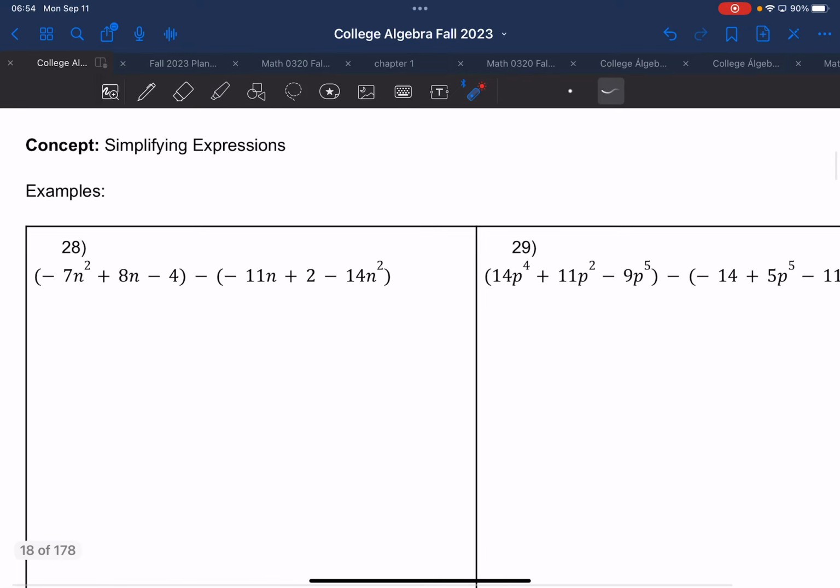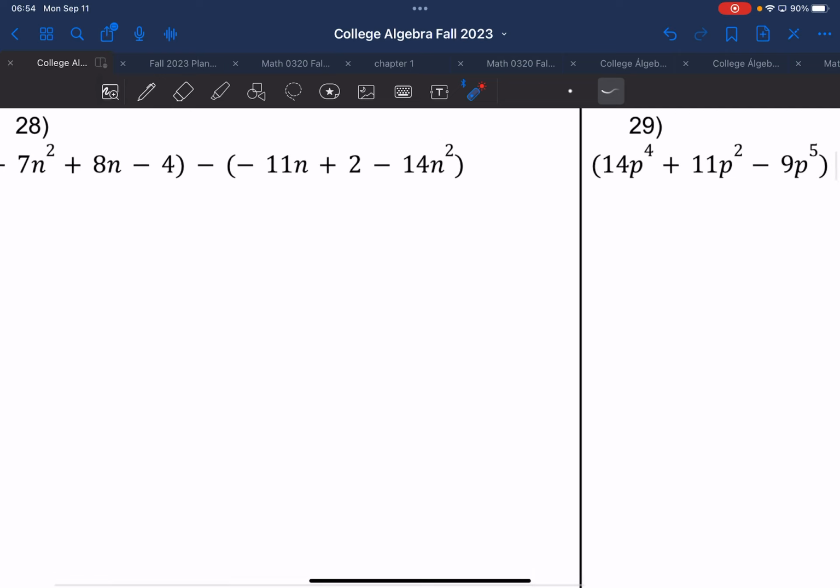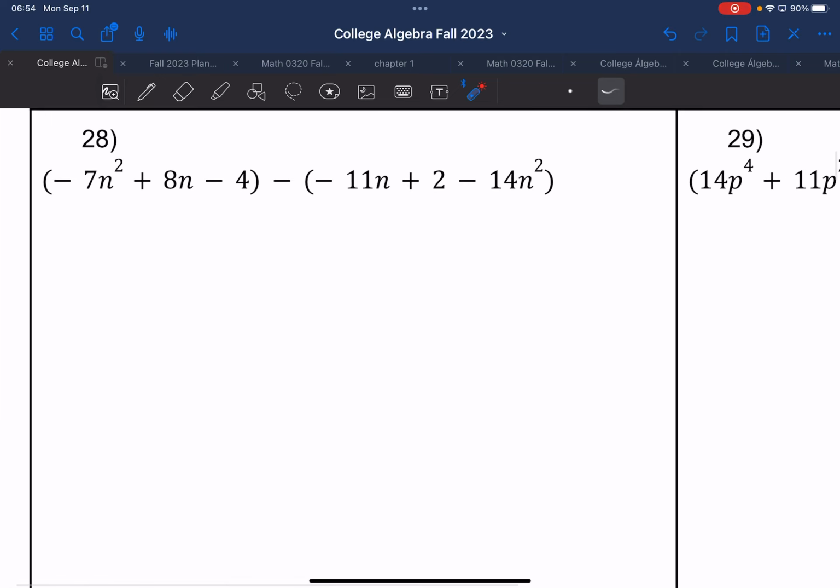Next concept is simplifying expressions. So here we're going to have multiple expressions, and they're going to be separated by either a plus sign or a minus sign. So looking at example 28, our first step is to get rid of all of these parentheses. And we can only do that once we deal with this negative here, this minus here. Okay? This negative is telling us we're going to have to do what to the parentheses after it?